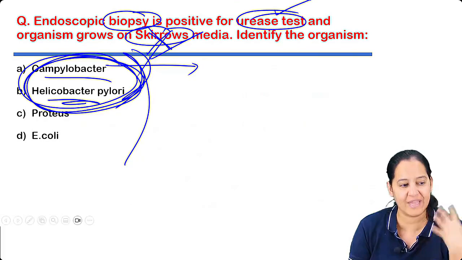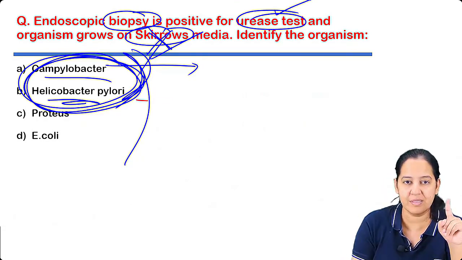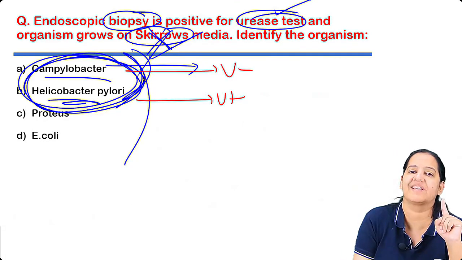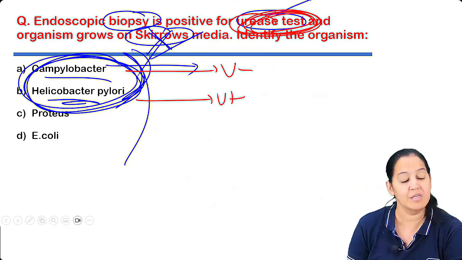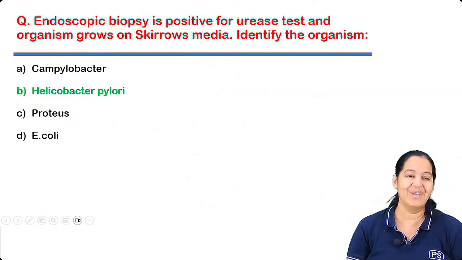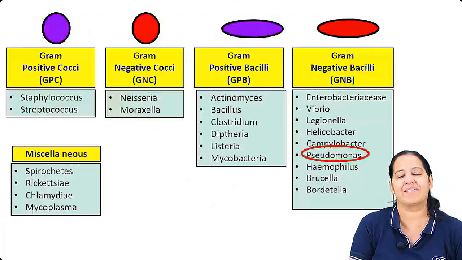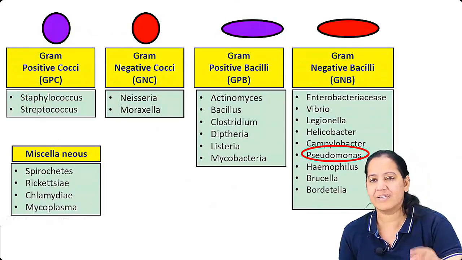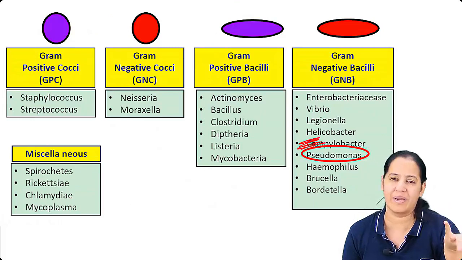Why is it not A? Because this is urease positive, this is urease negative. It is the urease test which is differentiating the two. I did not say it on the basis of Skirrow, Skirrow is in both. Yes, the word urease is important. So that's why the correct answer is B. Coming to the next, Campylobacter is not important. It causes only diarrhea.